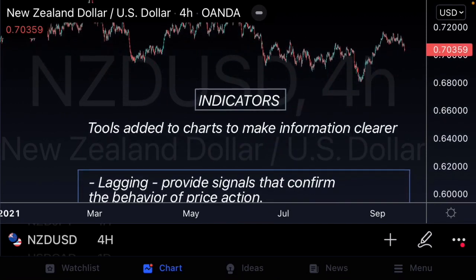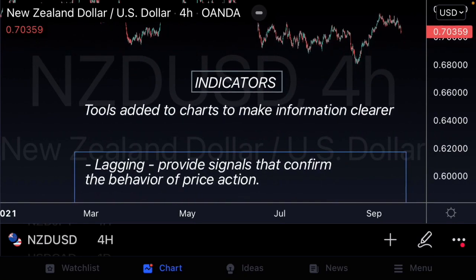Now, to get into things, there are two kinds of indicators, guys. So there are, number one, lagging indicators. And what lagging indicators do is that they provide signals that confirm the behavior of our price action. So they are lagging. For example, we can consider a moving average to be a lagging kind of indicator that confirms to us a nice, beautiful, strong trend that is already evident in our price action.